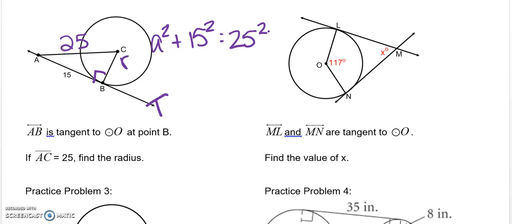On the second one, if these lines are tangent, ML and MN, so this is a tangent line, this is a tangent line, that means it touches here. And then we know this is a radius because it goes from the center to the edge. That means these two are right angles. Now we have formed a quadrilateral here, and you should know that all quadrilaterals are 360 degrees. And we know this angle is 117, and then these two are both 90. So we add those all up, subtract from 360, and that is how x is 63.